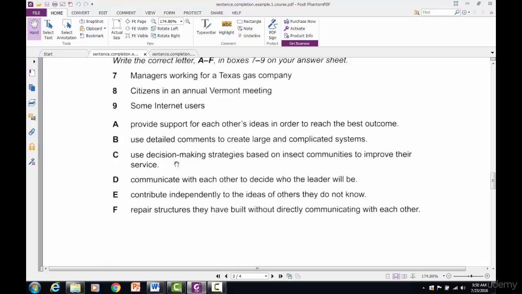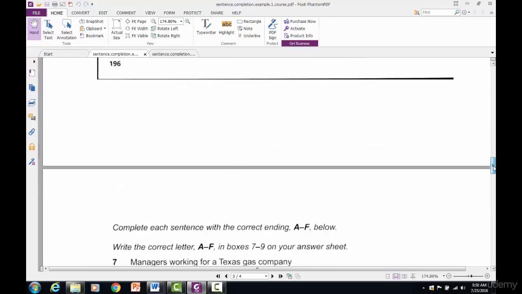because the sentence says it looked at formulas for ant colony behavior. That's a synonym for use decision-making strategies based on insect communities. That's synonym language. Improve their service is a synonym for optimize their factories and routes for its trucks, right? Synonym language, everyone. That's the key thing. Synonym language. So the correct answer for number 7 is C. C like cat. All right, let's look at number 8. We're looking for Vermont and something about citizens.